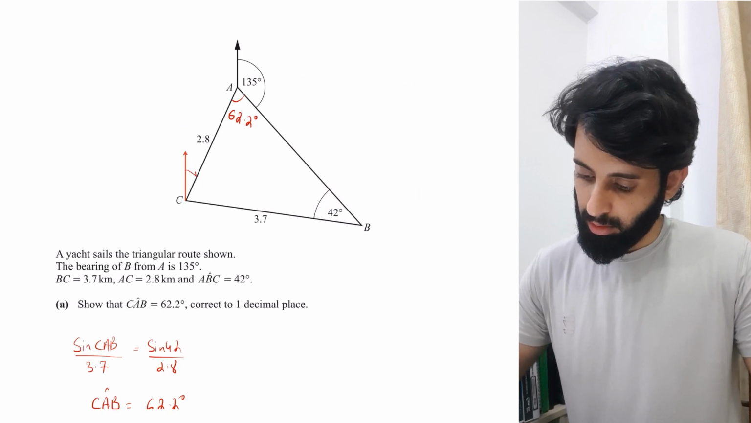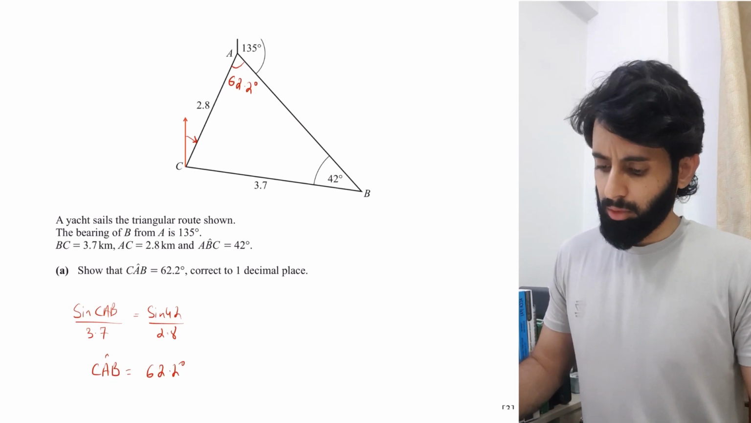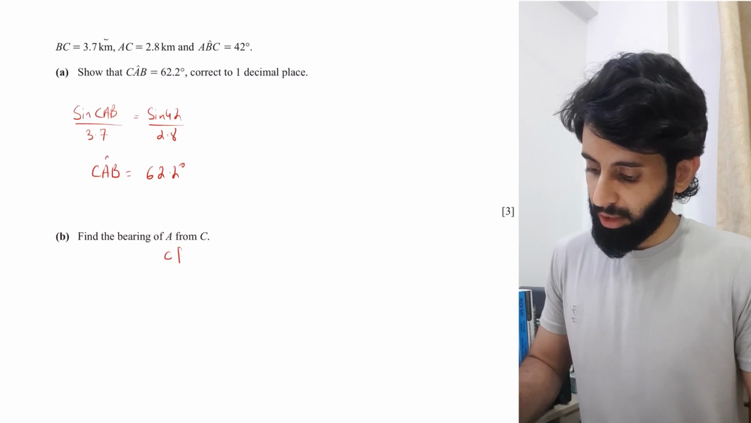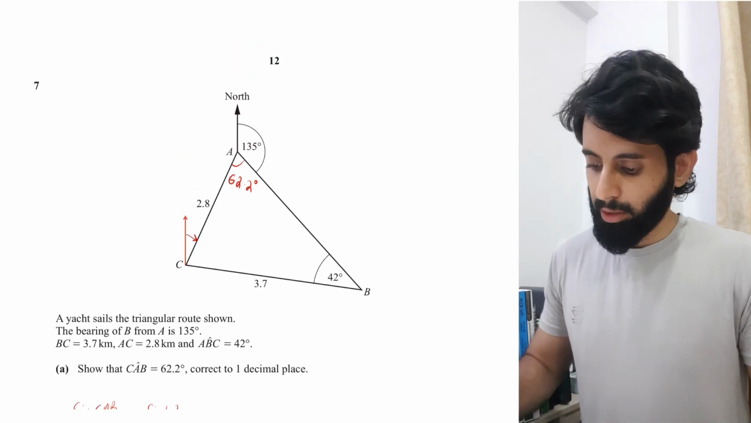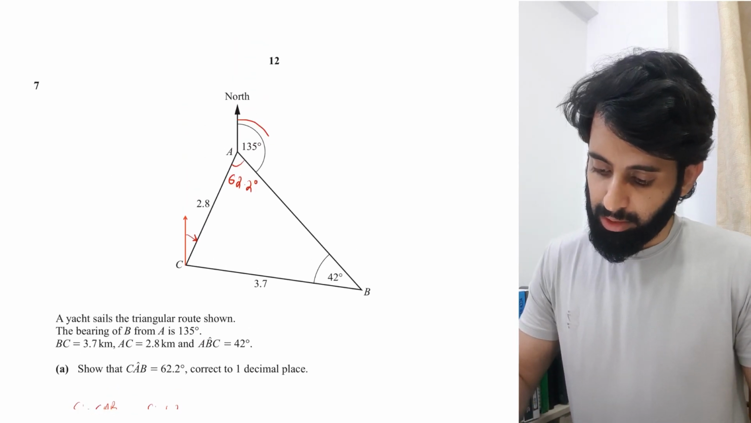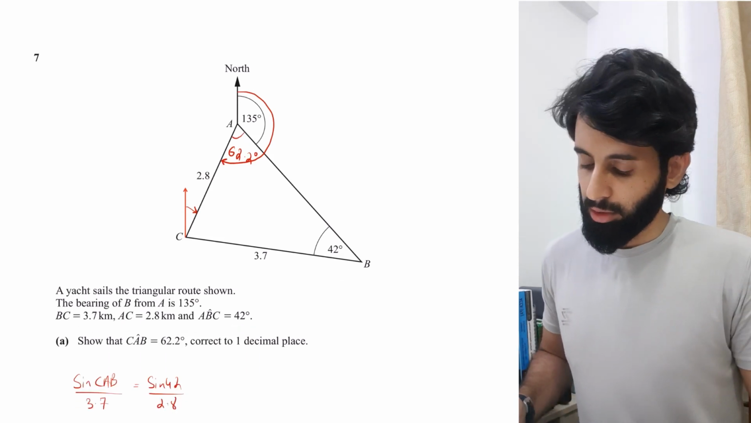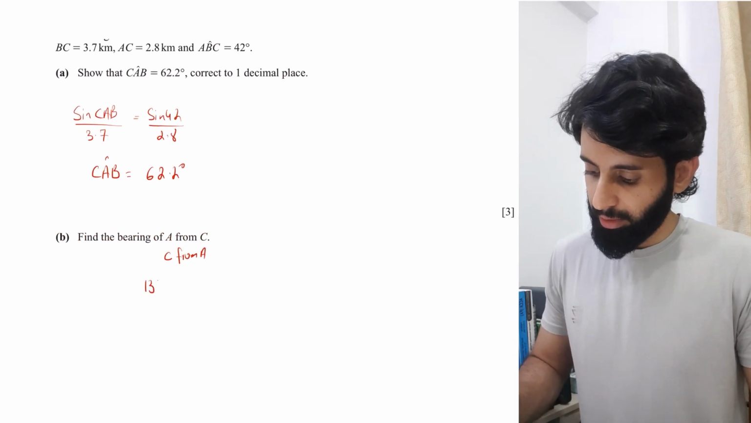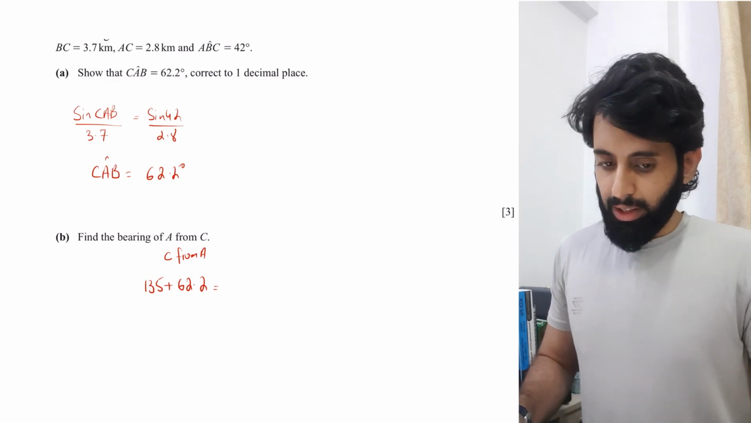Now we can work this out directly, no harm, but an easier way to solve this would be to first work out the bearing of C from A, because we have everything we need in order to do that. C from A means that we start from the north of A and keep going till we touch the line joining A and C. So this is going to be 135 plus 62.2, which is equal to 197.2.